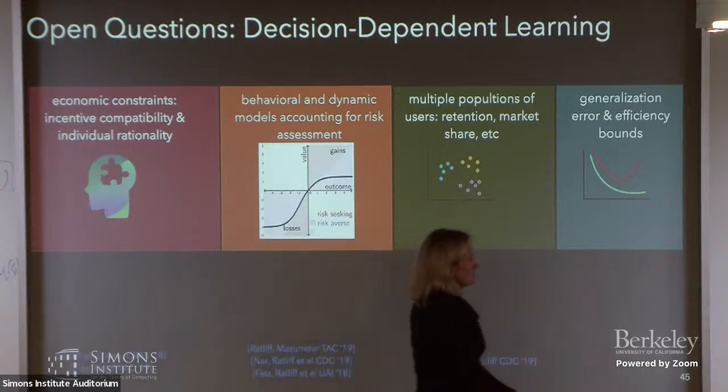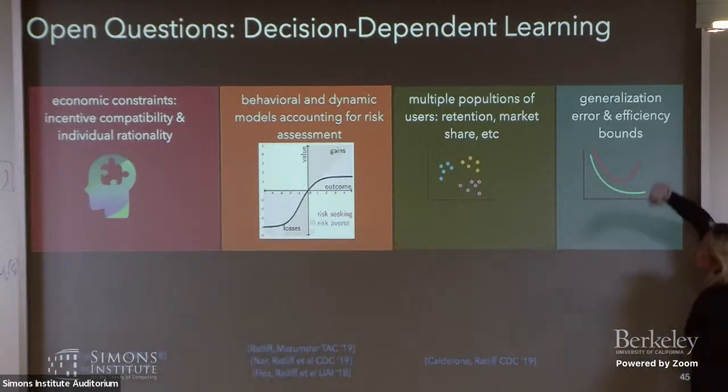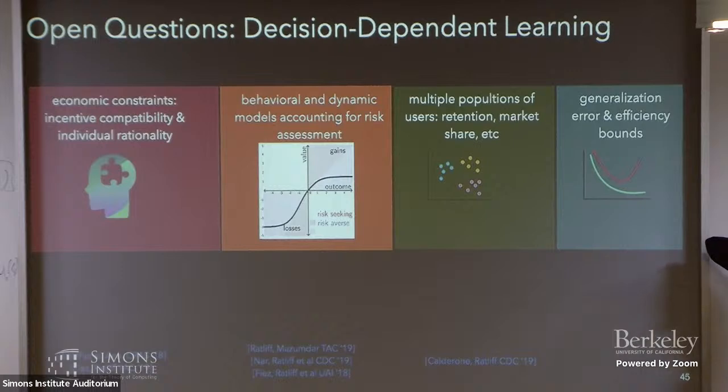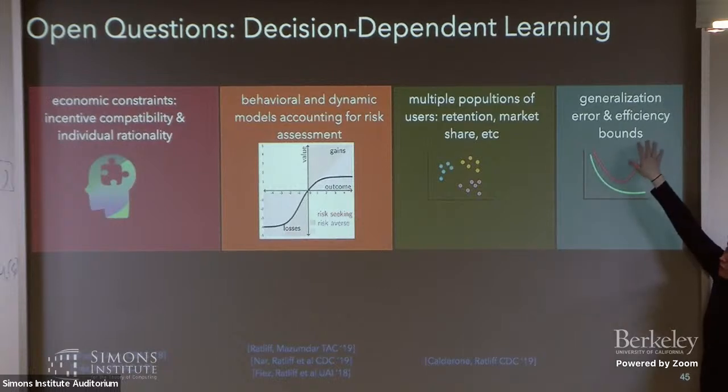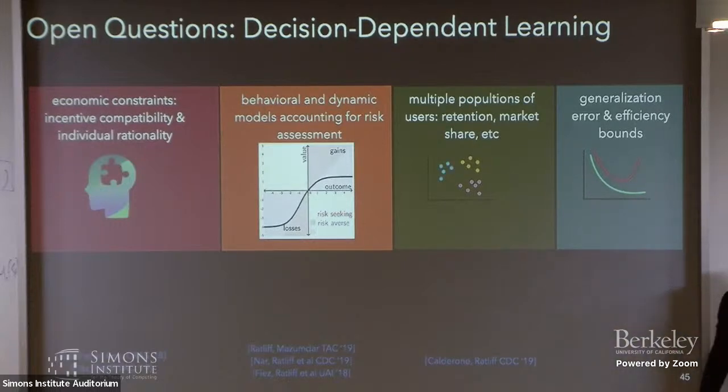And then finally, in machine learning, we don't just care about optimization performance, we care about things like generalization error. So there are open questions around actually defining what that means when you have decision dependence. There's a little bit of work on reinforcement learning that tries to do this. But I think that's an interesting direction to go, as well as more formally characterizing those efficiency bounds, like price of anarchy, et cetera.